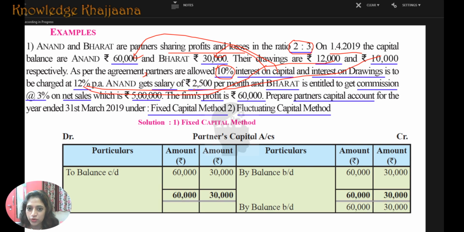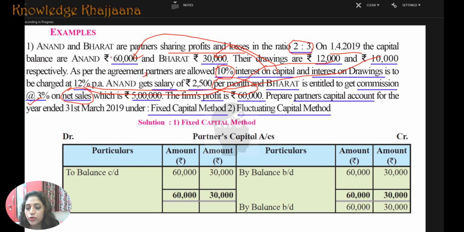Anand gets a salary of rupees 2,500 per month. Remember, here it is given 2,500, and for Anand. Bharat is entitled to get a commission, at the rate of 3%, on net sales. Bharat must be doing something relevant to marketing, some promotion or advertising activities. That's why he has been entitled to get a commission.